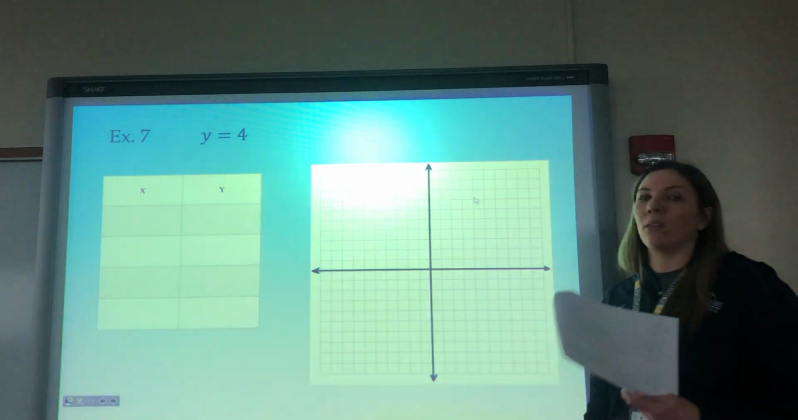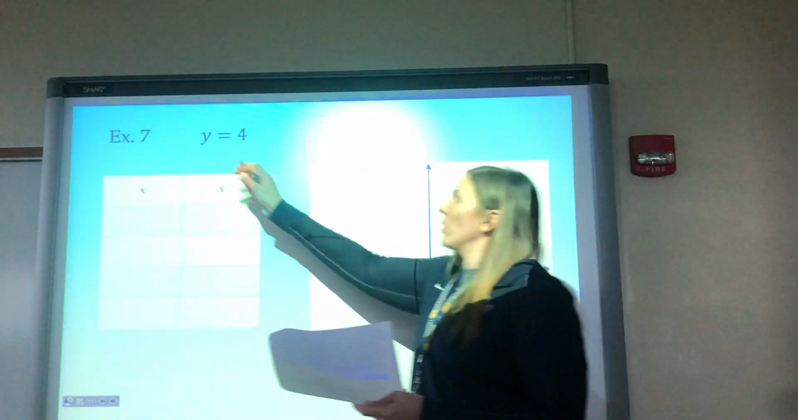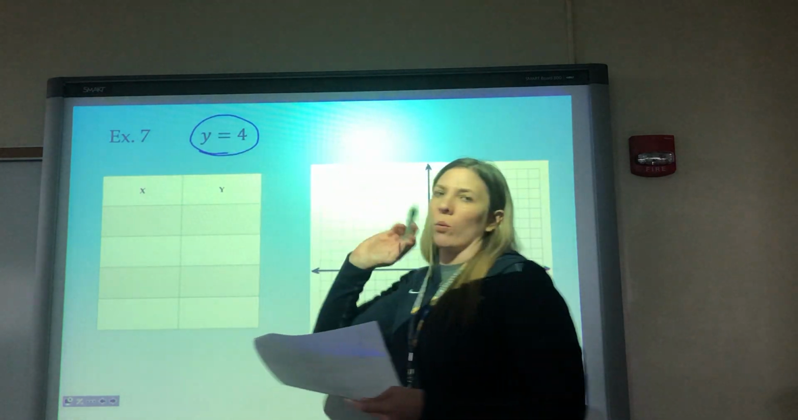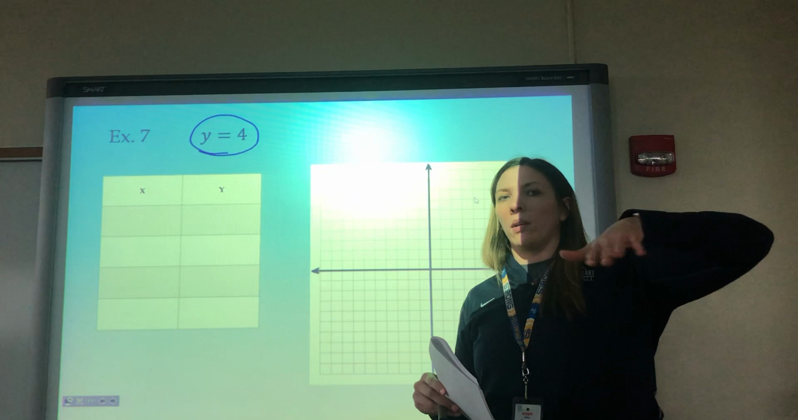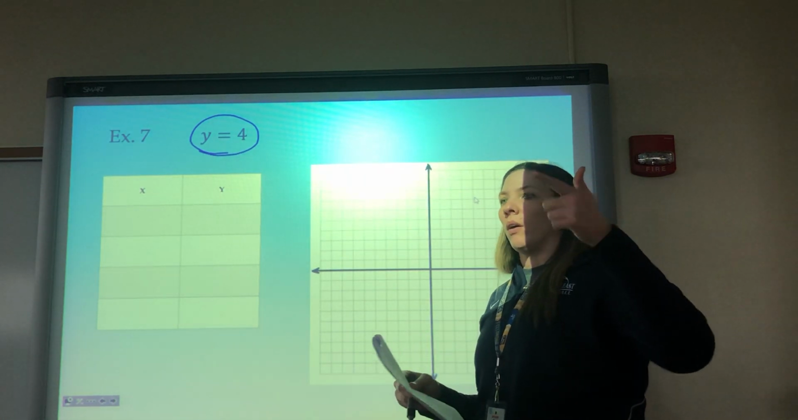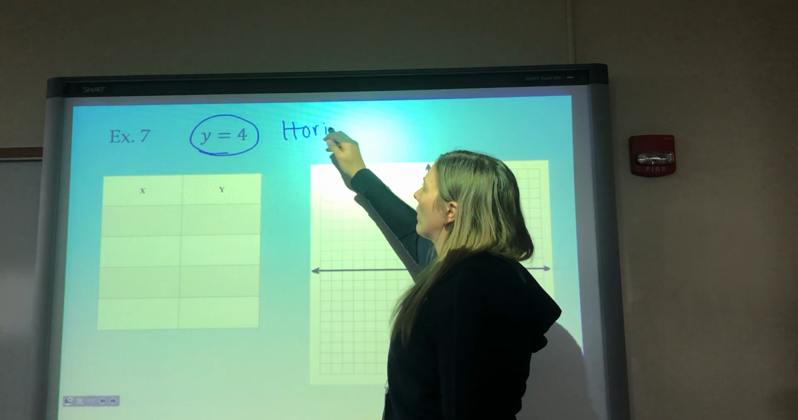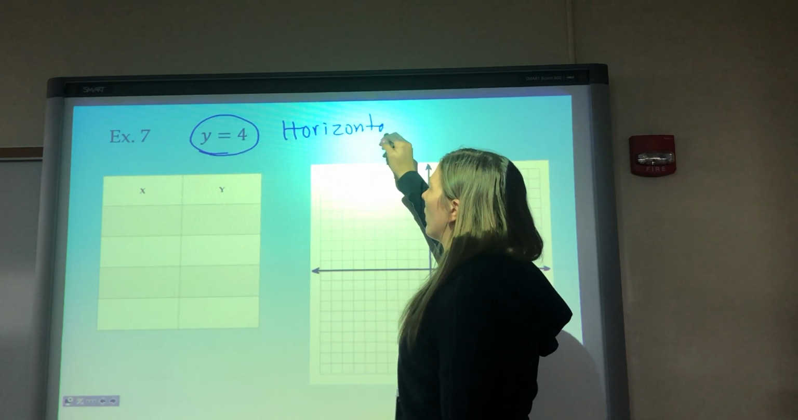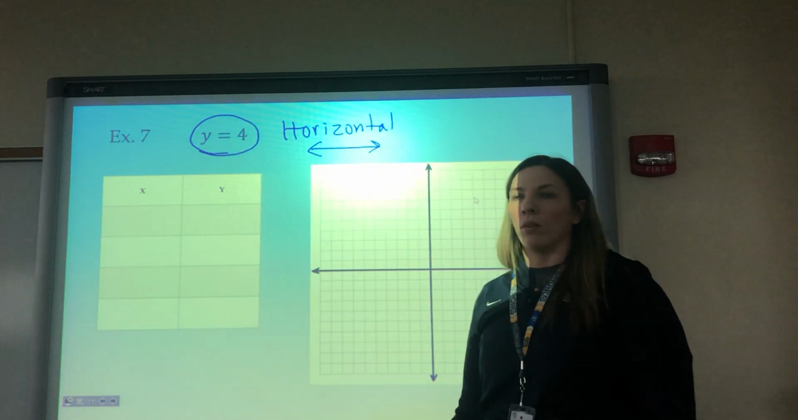So example 7, it says y equals 4. There's not any other variable. Notice the only variable I have is y. Y equals 4. So right away you're like, ding, ding, ding. This is going to be one of my special ones. It's either vertical or horizontal. And if you remember, we just said if it's y equals a number, we know that's going to be a horizontal line. Okay, so it's going to end up looking straight across.